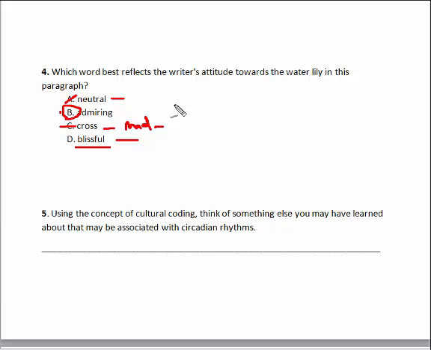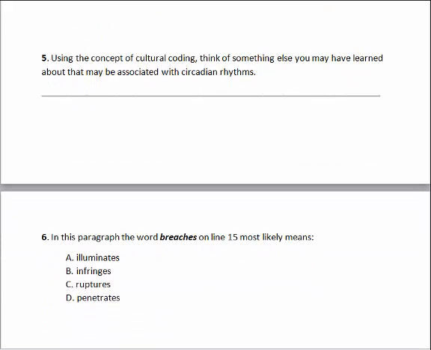You see what we did is we looked at that word and then we related that word to another word that was in the sentence just above or below, connected those, and then we connected the correct answer to either one of those. 5. We're going to take a look at the concept of cultural coding. Cultural coding came from section 5, lesson 5. Using this concept, cultural coding, think of something else that you've learned about that has some type of circadian rhythm. What else has a circadian rhythm?